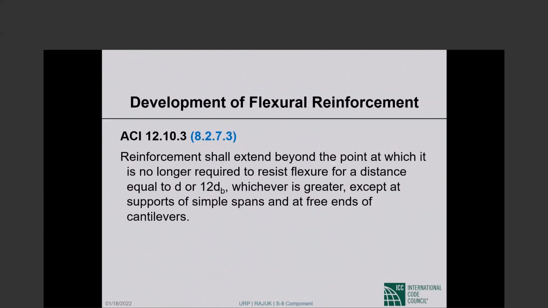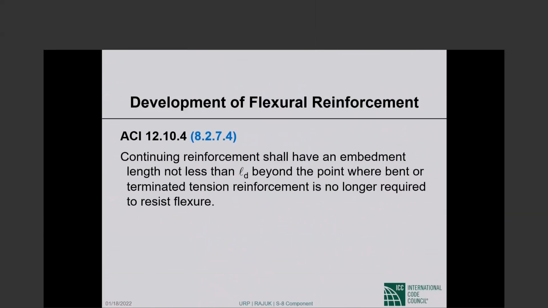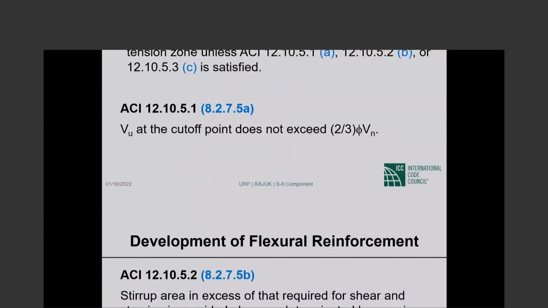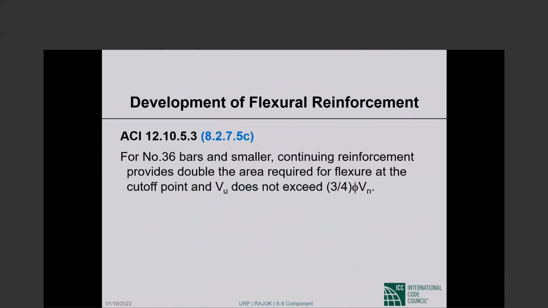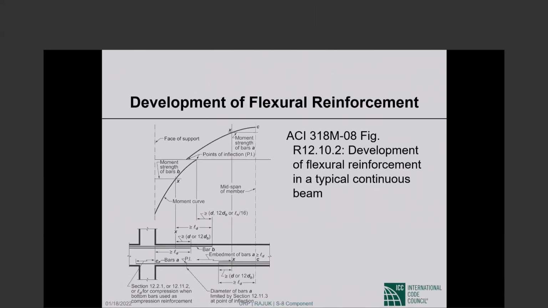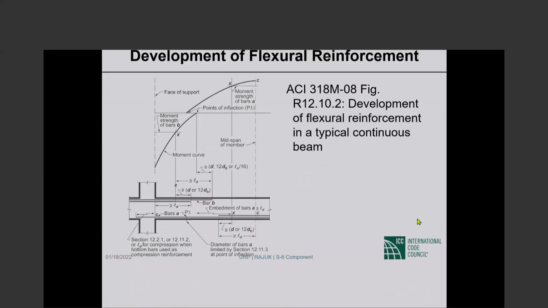Both of the things are important. The d or 12 bar diameter, but this is no less important: the continuing bars have to have full development length beyond the theoretical point of cutoff.